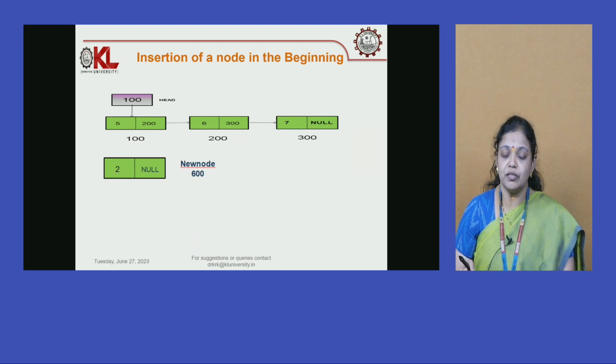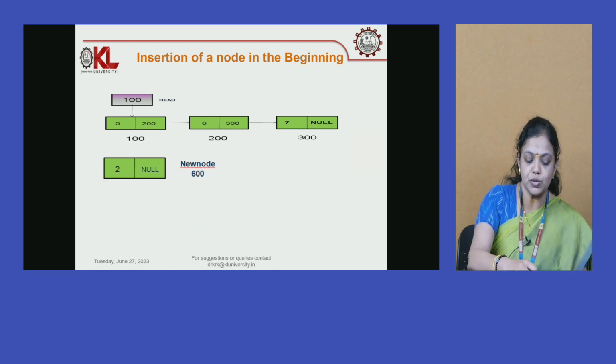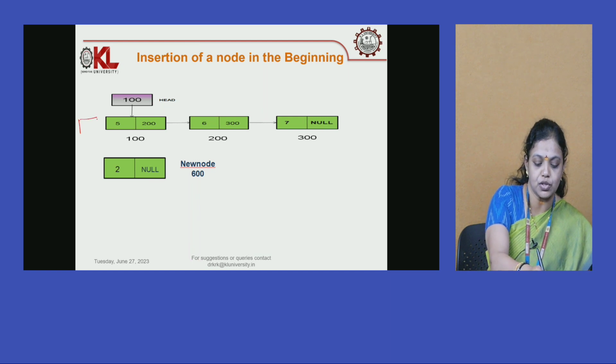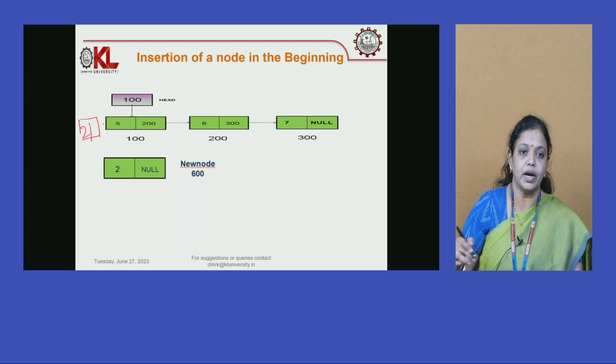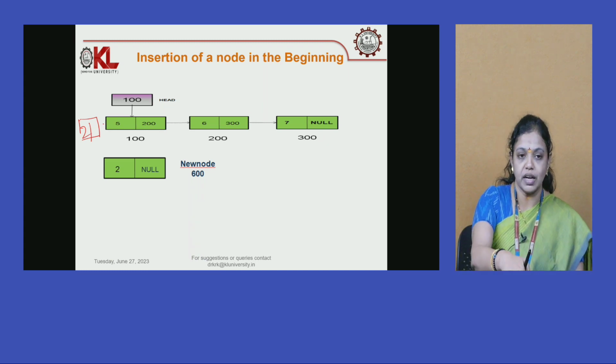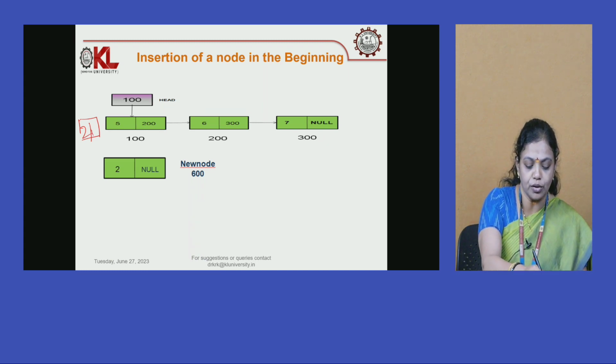When I have to insert it at the first position, it has to come in this position. So this node 2 has to come here, and what is the next of 2? This null. Am I right or not? So actually it is like this: this null has to be removed and it has to be connected with this.